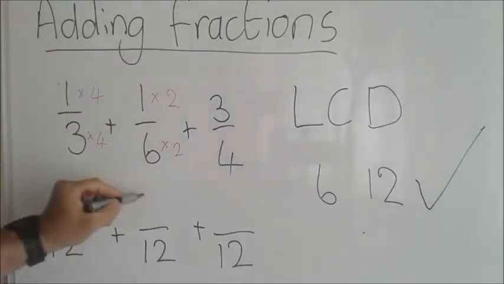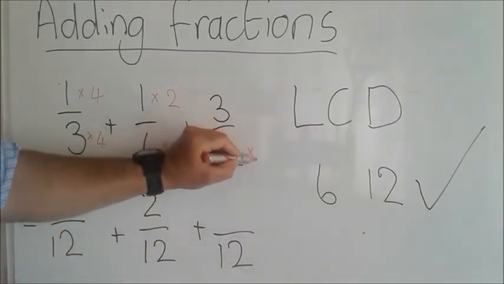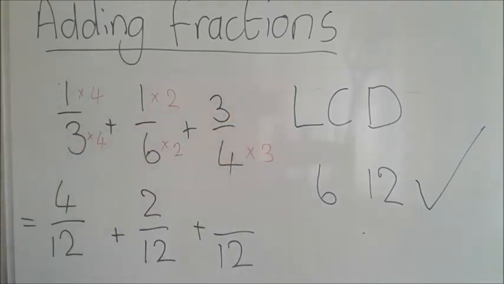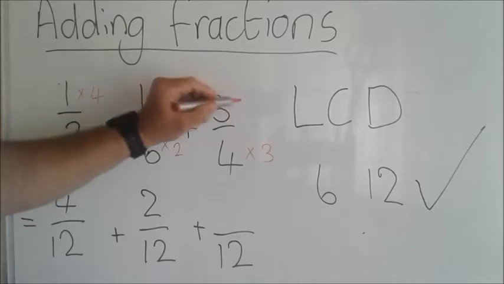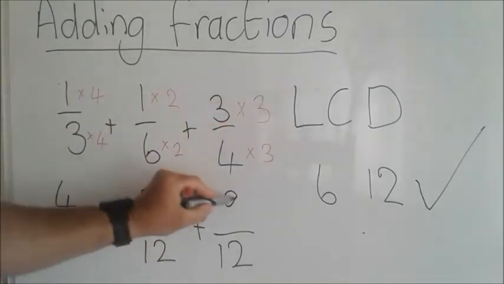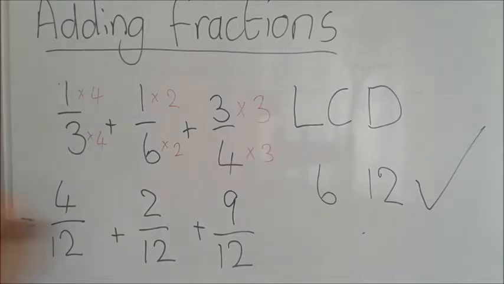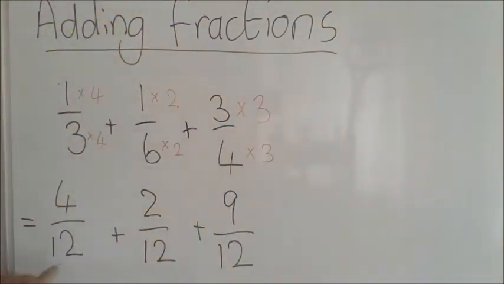And I get 2. Okay. What did I times 4 by to get 12? I times it by 3. Whatever I did to the bottom, I've got to do to the top. So 3 times 3 gives me 9. Now you can see that all my denominators are the same, right?